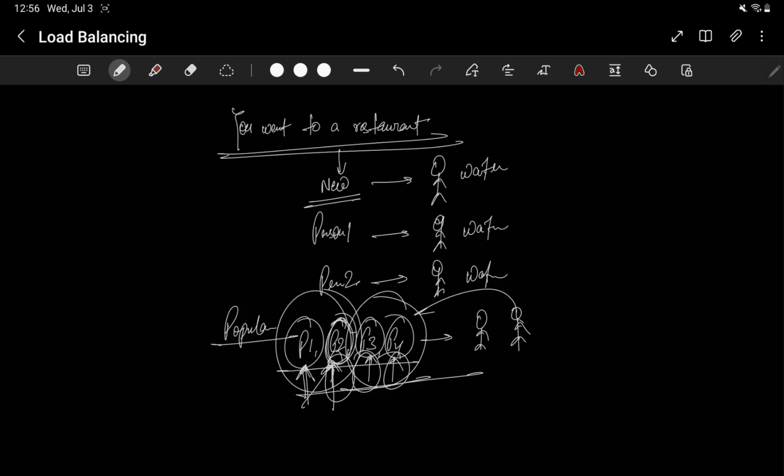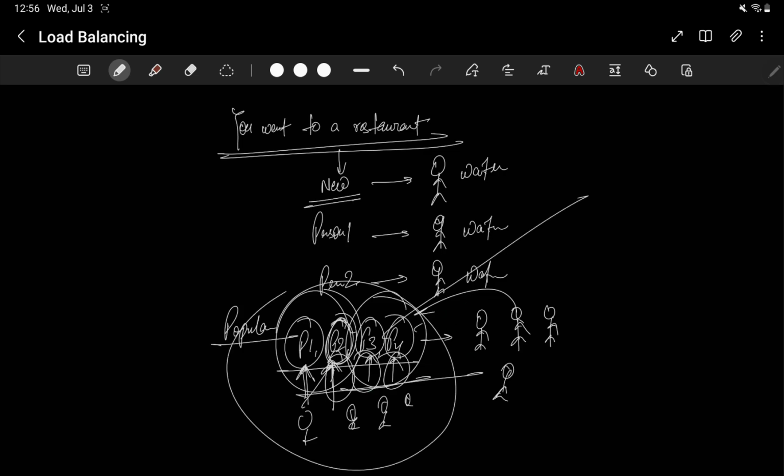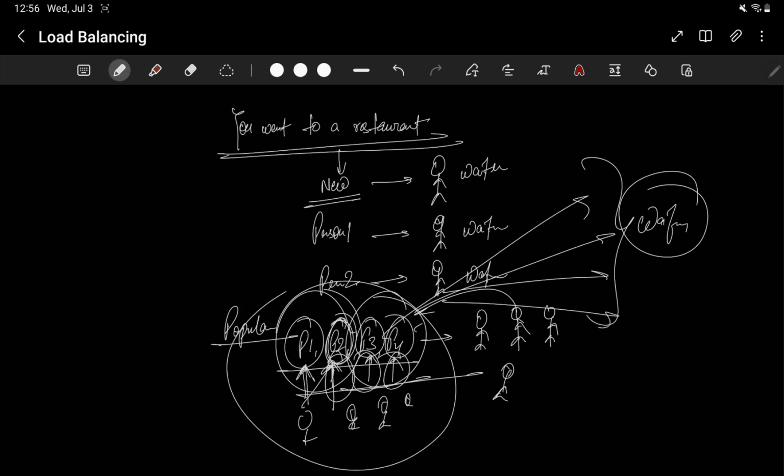It is possible that we can have three waiters, we can have four waiters, and if we have 10 people also, we can cater to them. So that's load balancing. We are balancing the load of multiple people on different waiters. That's why when you go to a restaurant, you see there are multiple waiters, so that the load is evenly distributed among different waiters.